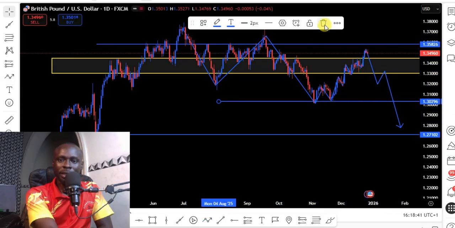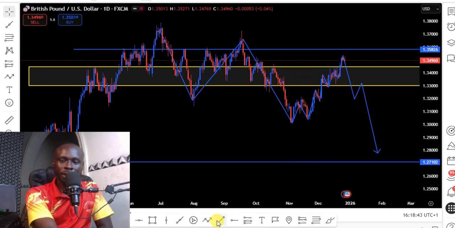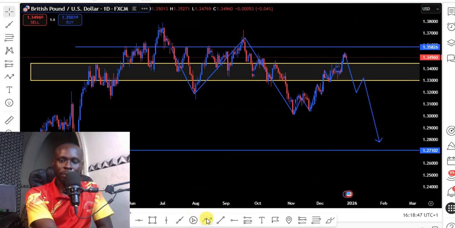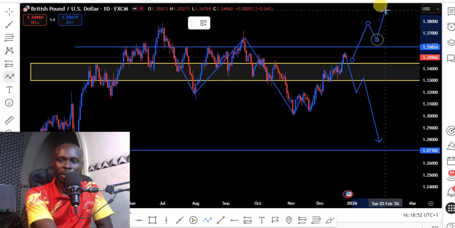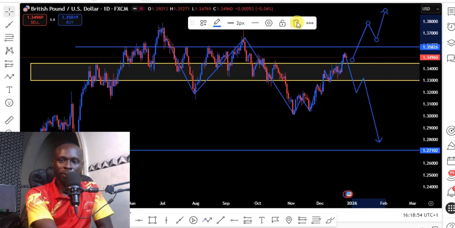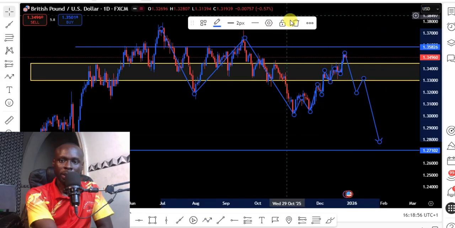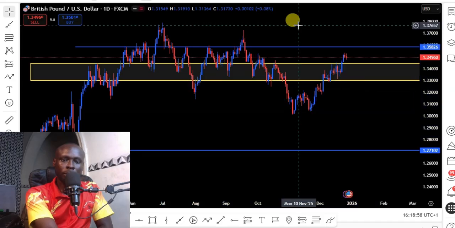Then for the buy scenario, we need price to break above this high. Once we see price break above this high, we wait for a retest, then we'll start looking for possible buying opportunities for the British Pound USD to the upside. So let's look at the weekly chart of the British Pound USD.